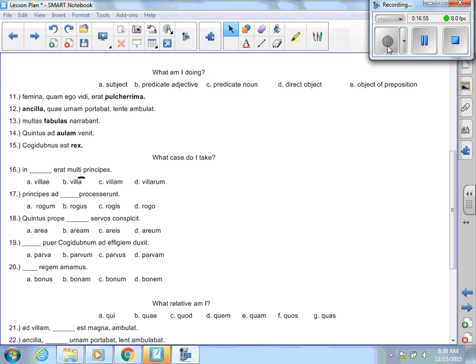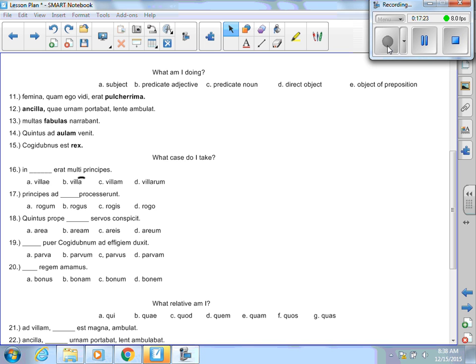Remember, adjectives have to agree in case, number, and gender with their noun. In this case, the noun is puer. Puer is nominative. It is singular. It is masculine. Parva is feminine, so it's gone. Parvum is masculine and singular, but it is accusative, so it's gone. Parvus is nominative. It is masculine. It is singular, just like puer. That's my answer, C.